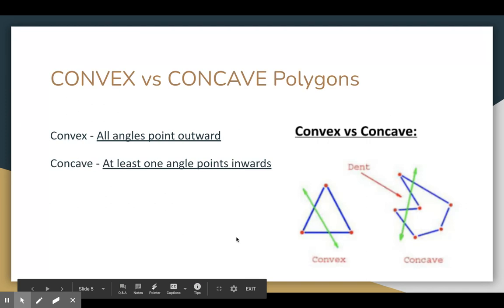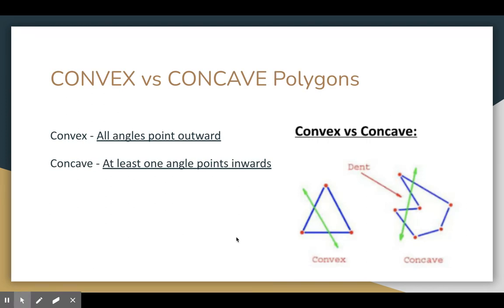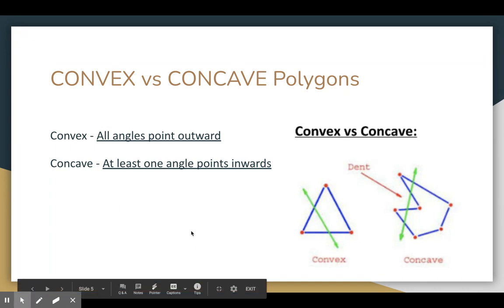Convex versus concave. Convex, all angles point outward, and concave, at least one angle points inward. Think about the word cave. A cave, you go into a cave. So concave means that it points inwards.